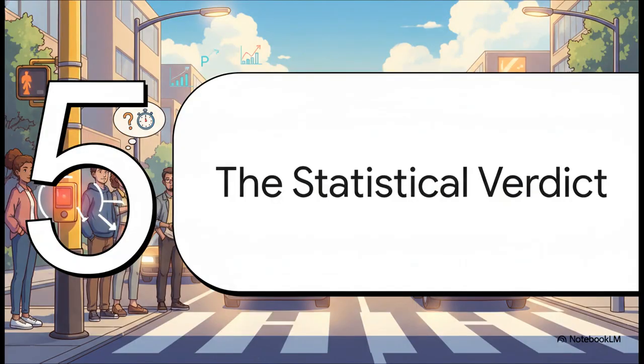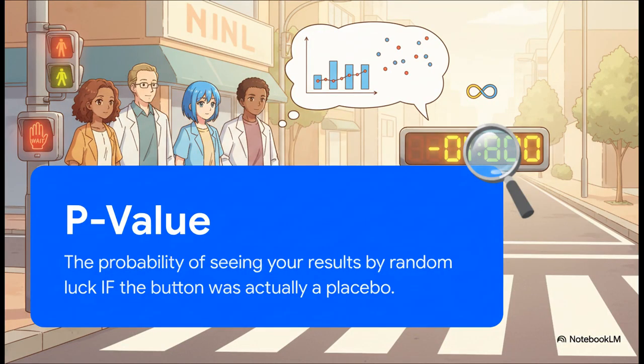Okay, we have our evidence, we have our t-statistic. It is time for the final step: to interpret these results and deliver the official statistical verdict on our crosswalk button. That t-statistic leads us to the most important number in this whole investigation, the p-value.